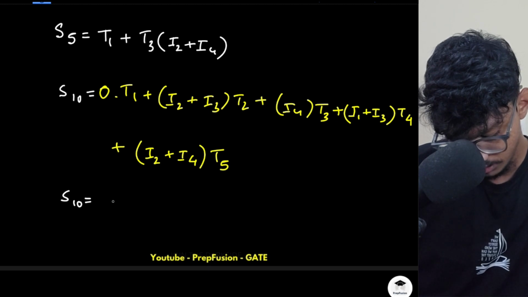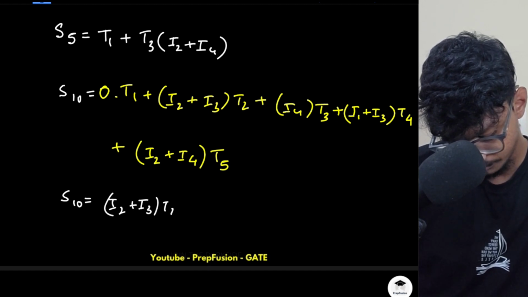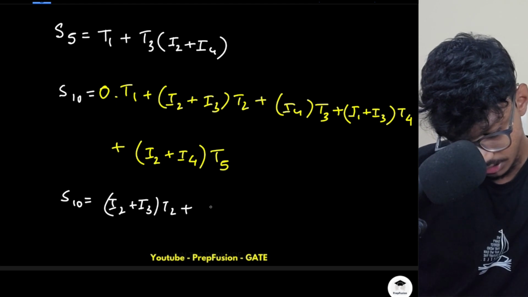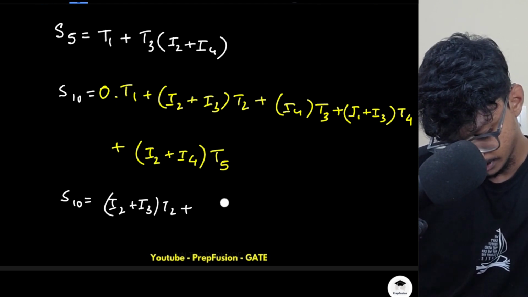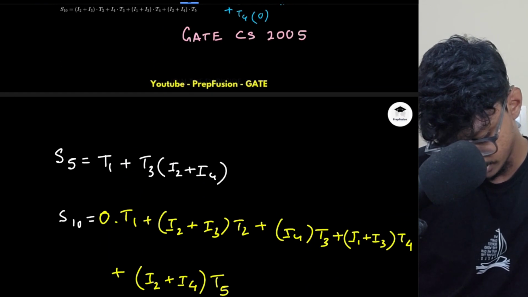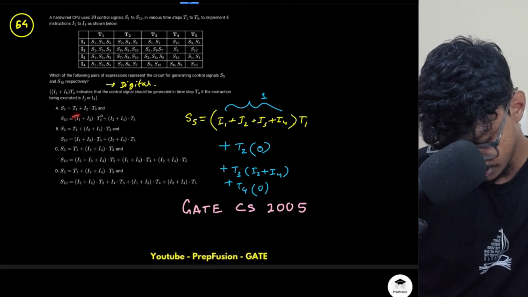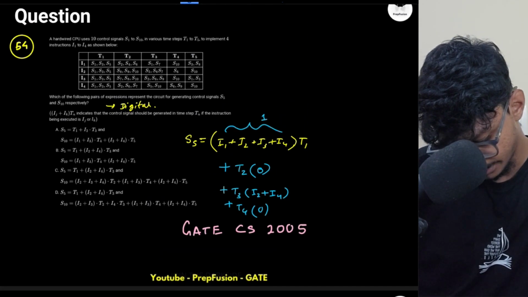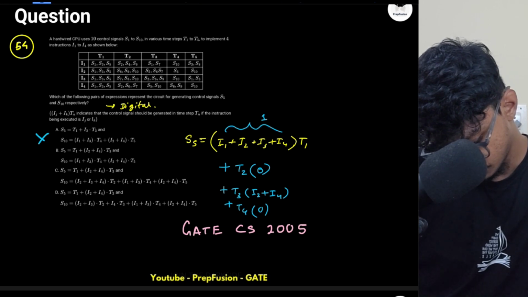S10 will be equal to I2 or I3 with T2, or I4 with T3. Okay, I can directly write it, right? This is the result only because it is 0. So I'll check with the options, like S5 first, T1, T3. So T1 is here, T3 is with I2 and I4. No, this is cancelled, right? This is wrong.